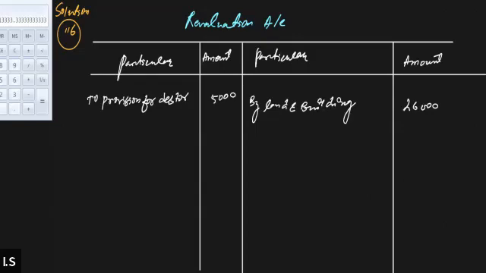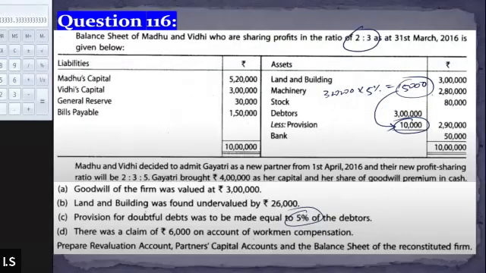Yes, sir. Coming back to the question, it says in the fourth point, in fact, there was a claim of 6,000 on account of workman compensation claim. There is no provision regarding the workman compensation claim in the balance sheet on the liability side. Is there anything regarding the workman compensation in the balance sheet? Yes or no? No, sir. No, there is nothing in the balance sheet. Since the workman compensation claim was made for 6,000, this is an obvious loss for the business.